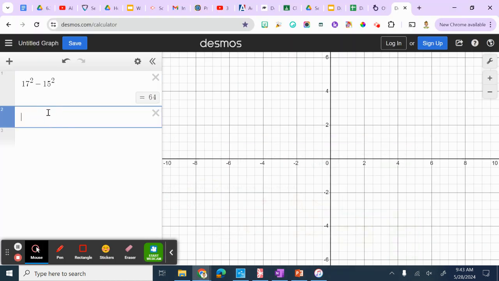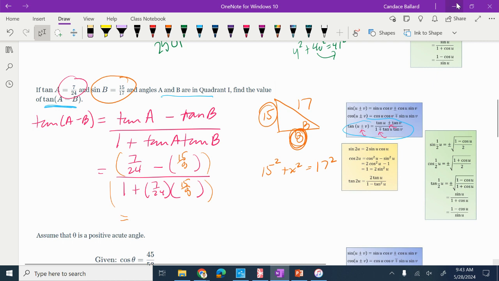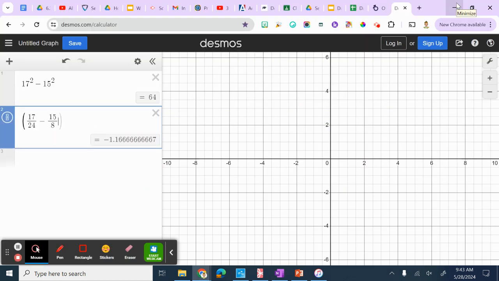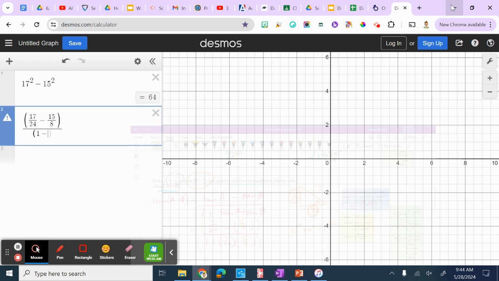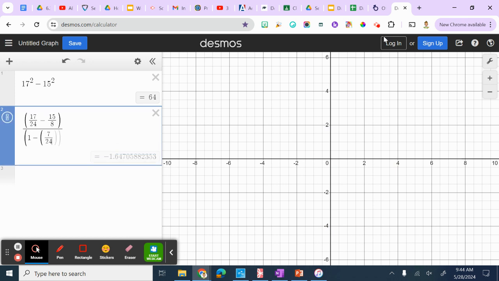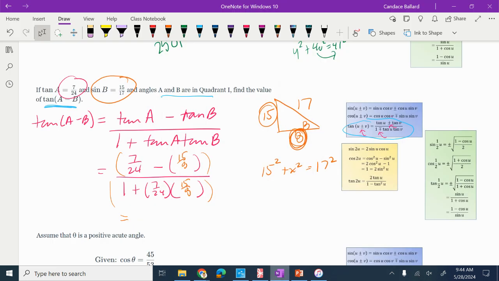So I have 7 divided by 24 minus 15 divided by 8. I'm going to divide that by 1 plus, and then 7 over 24 times 15 divided by 8. And again, I could go ahead and toggle the fraction. So negative 224 over 87.